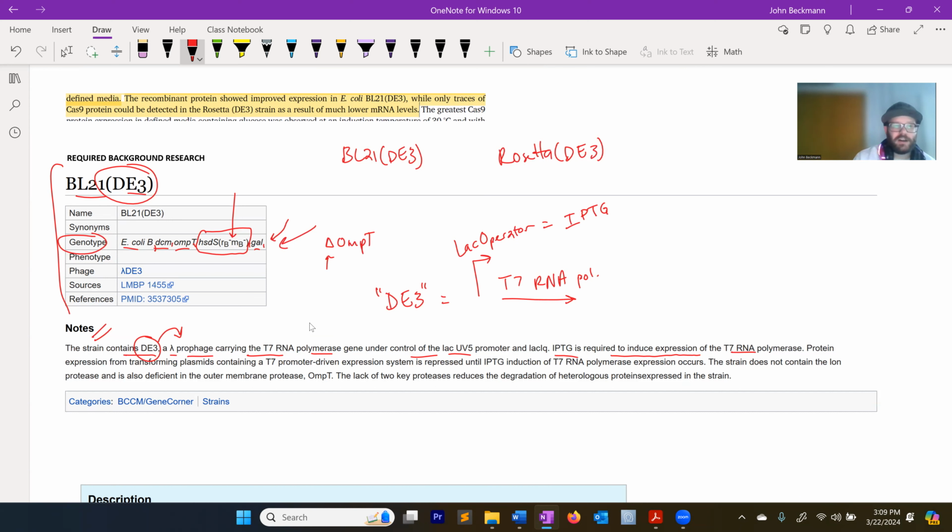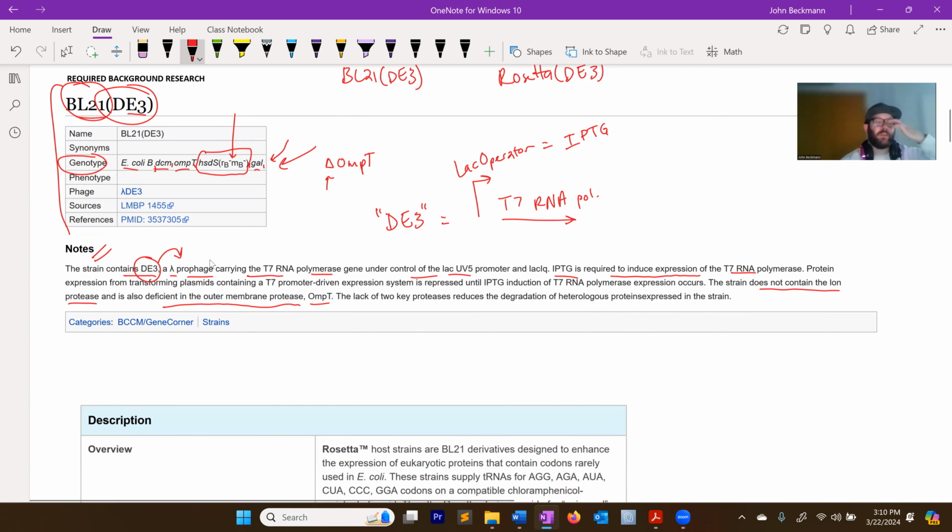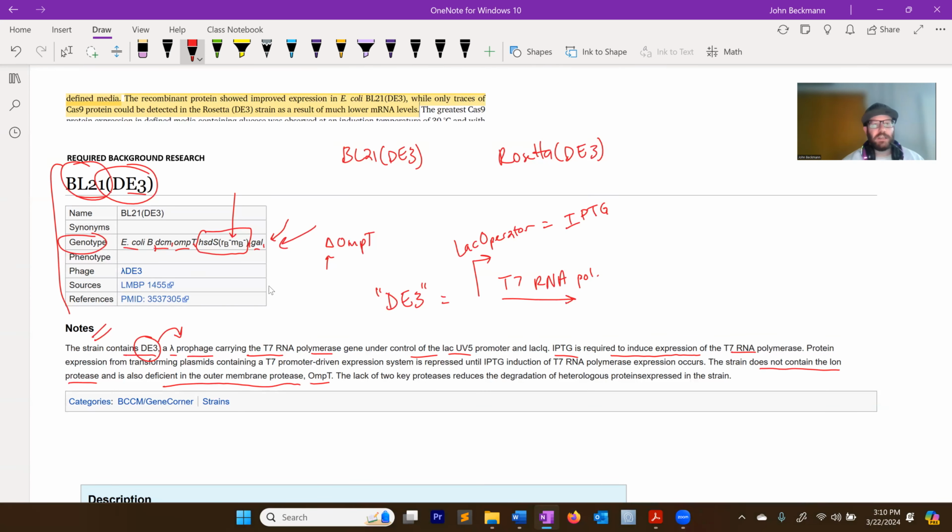Okay, and also, let's continue. The strain does not contain the Lon protease, which I taught you, and it's also deficient in the outer membrane protein protease OmpT. So it's got two proteases that are deleted. That's the derivation from the BL21. Okay, so that's pretty understandable. I'm just pointing out here that when you see these coded language things in the text, it's really quite easy for you to take that and Google it and figure out exactly what it is, and you should have the knowledge that you could interpret that.